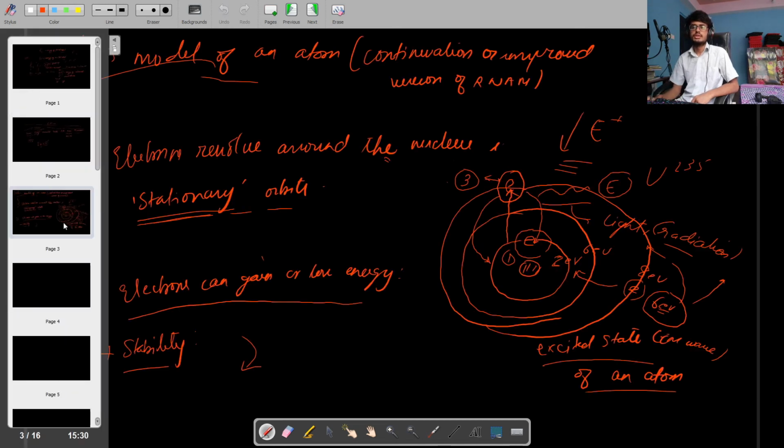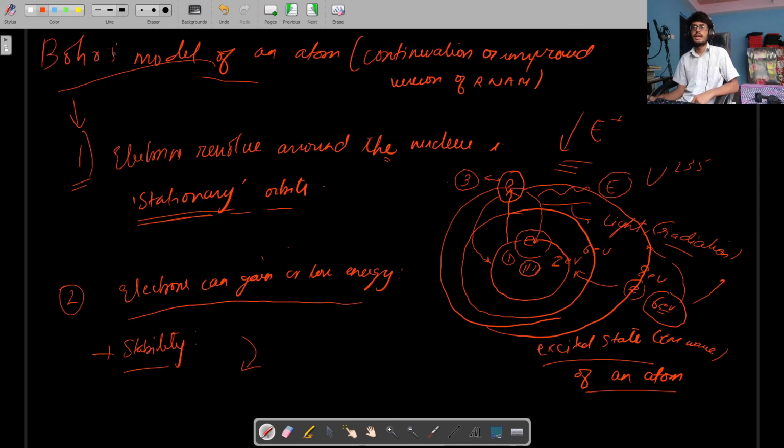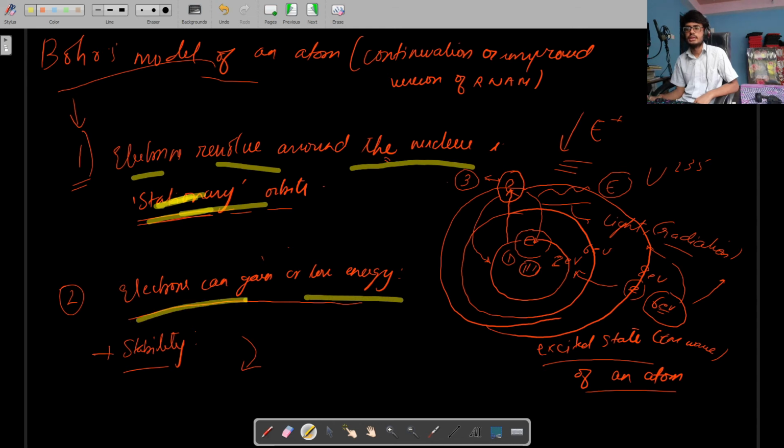Clear. So there are two things that we did right now. Bohr's model of an atom: electrons revolve around the nucleus in stationary orbits. The stationary orbit is very important. And electrons gain or lose energy. When they gain energy, they go up. When they lose energy, they come down. So that is a possibility in electron movement inside the atom. So we did this. This is done.